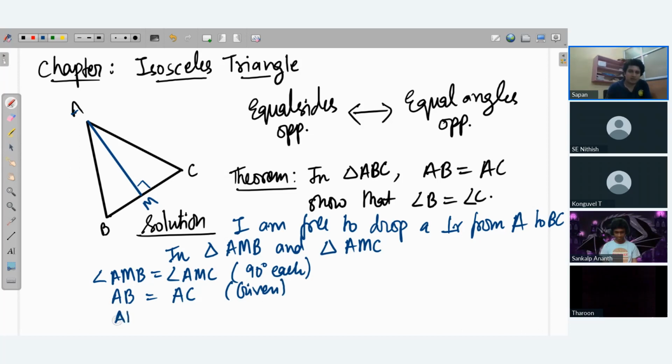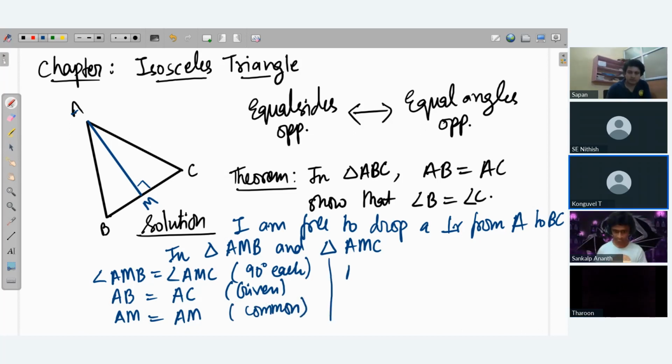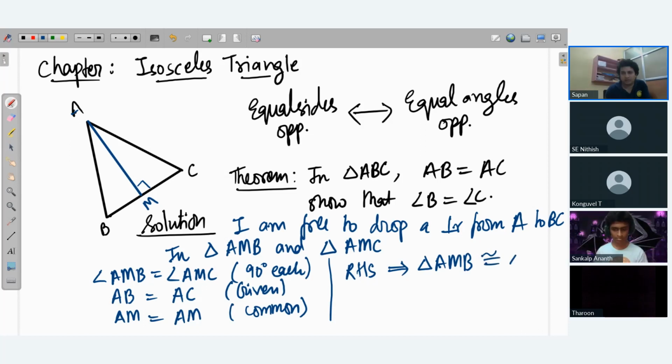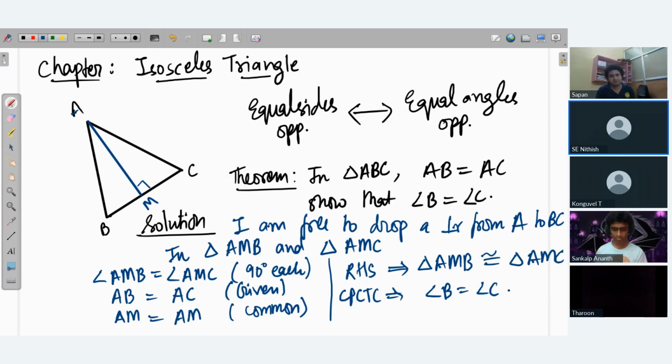Hypotenuse, and AM is common. AM is equal to AM. Sir, we can just simply use RHS, right? It's easier in this case. RHS implies that triangle AMB is congruent to triangle AMC, because the right angle, hypotenuse and one side are the same. By CPCT, this implies that angle B is equal to angle C. Okay, understandable? Yes, sir.